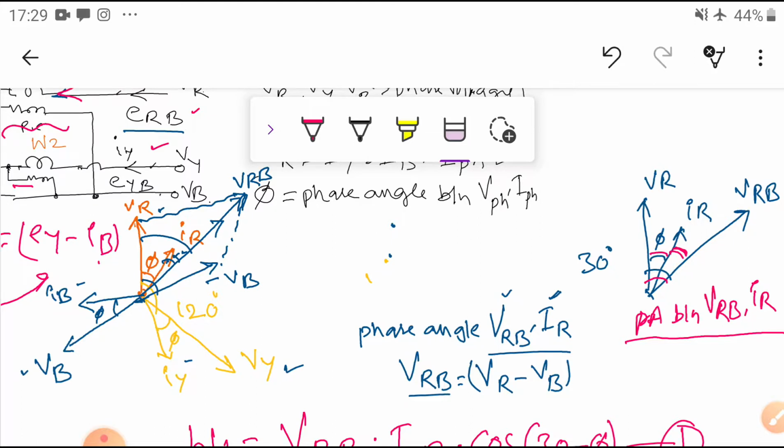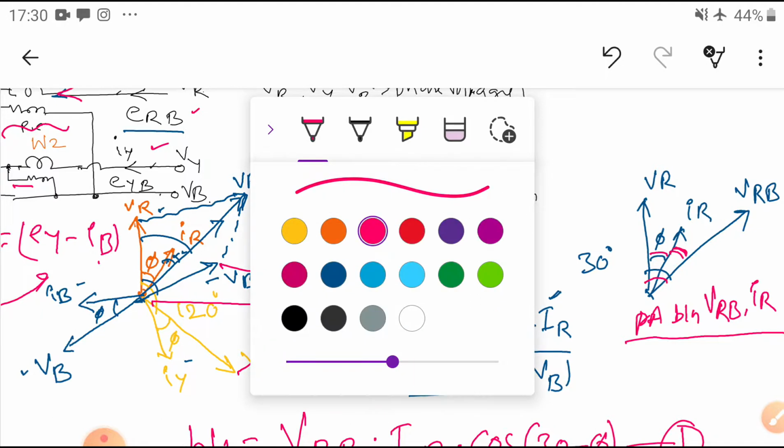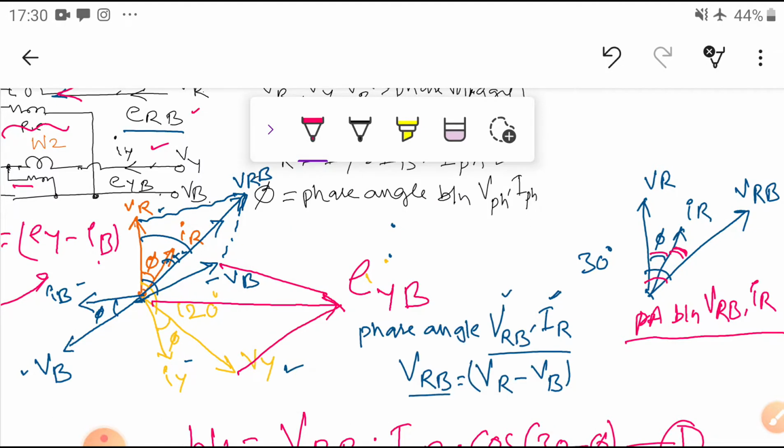Now we can write it. So this is equal to the value. What is this one? E, what is the value? YB. So what is the phase angle I required? From this, you can increase that one. Okay, I want this one.